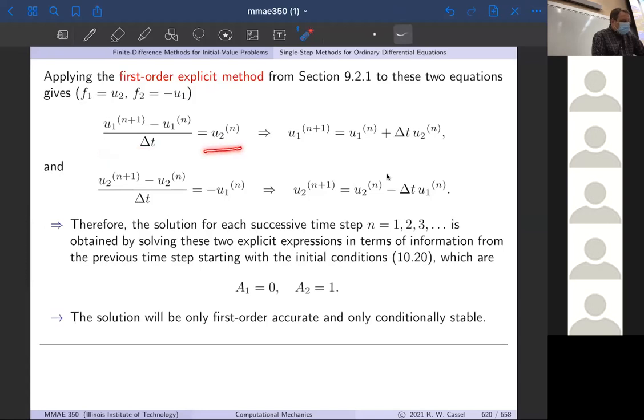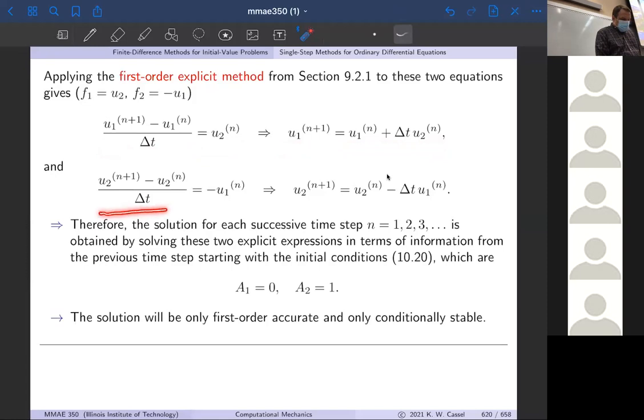And that's equal to u2 n. Put the only unknown on the left. That's u1 n plus 1. Put all the knowns on the right. That's u1 n plus delta t u2 n. And now we have an explicit expression for u1. If I know u1 and u2 from the previous iteration, previous time step, I can get u1 at the current time step. Same thing for the second equation.